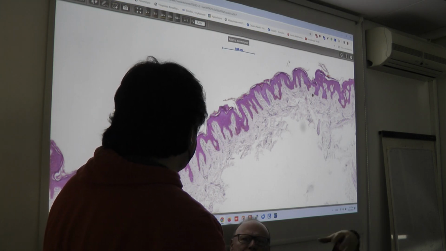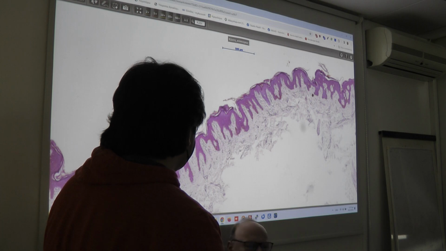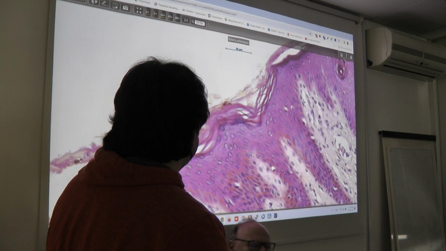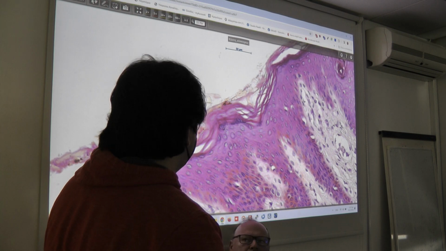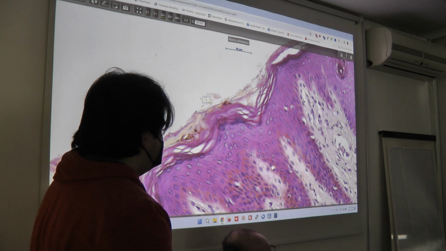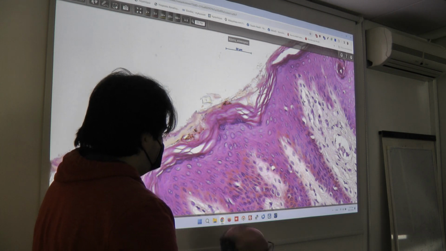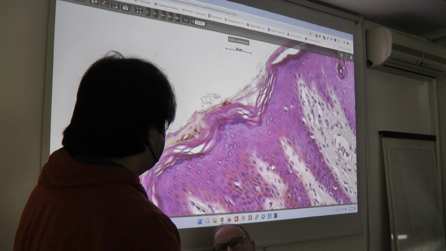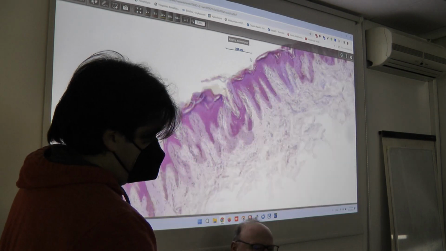It's some sort of covering, epithelium. What type of epithelium is this? This is squamous epithelium. Does it keratinize? Do you see the keratin? So what is this? Stratified squamous epithelium. That's a stratified, keratinized squamous epithelium, and this is most probably what? Skin. Excellent. Now, we leave the skin.